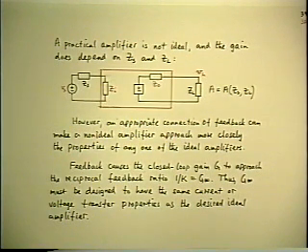Because there are four different directions to go in. Input impedance could get more ideal by becoming infinite or by becoming zero, and the same with the output impedance. And it's how you connect the feedback that determines which direction it's going to go in at each end. Let's see how that works.